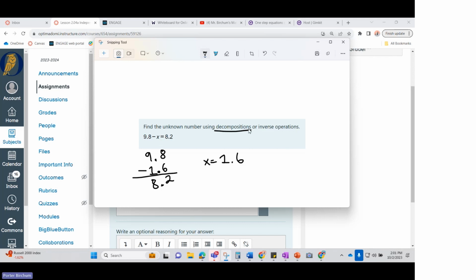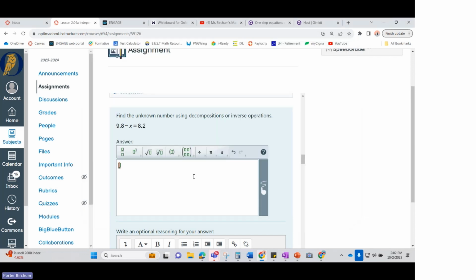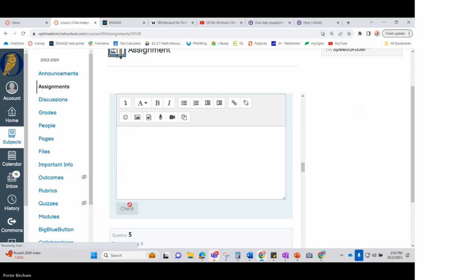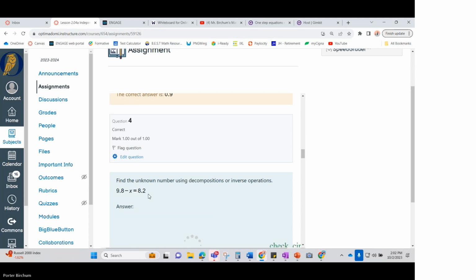Nice. So it looks like, again, we didn't even really need to use decomposition this time. We just maybe set it up in the standard algorithm way, and we kind of decomposed. We looked at the tenths place first, then the ones place next. 1.6 is our answer. Let's check. Oh yeah.